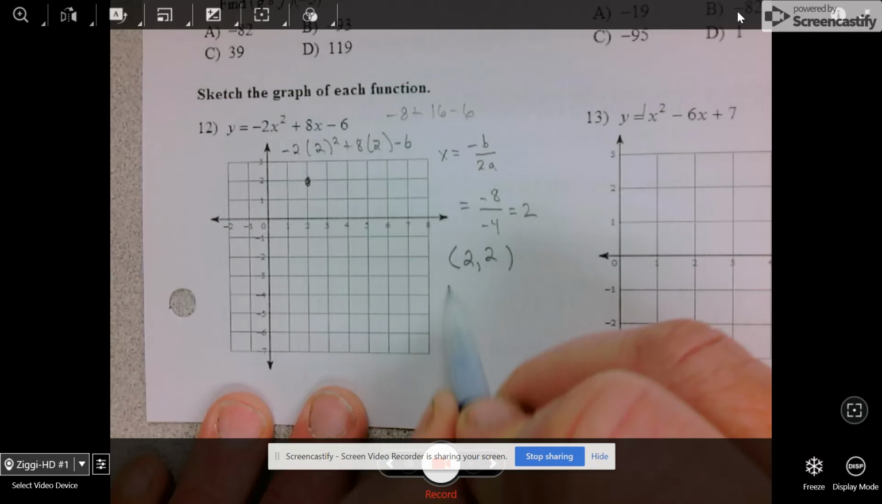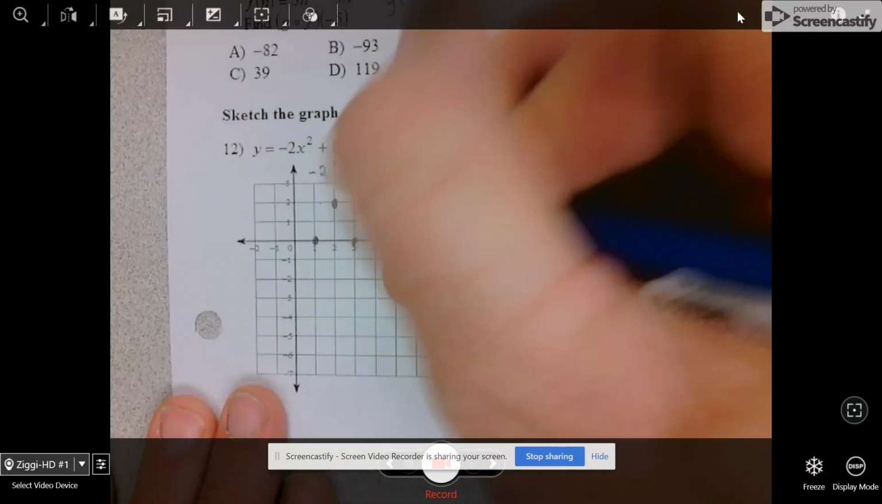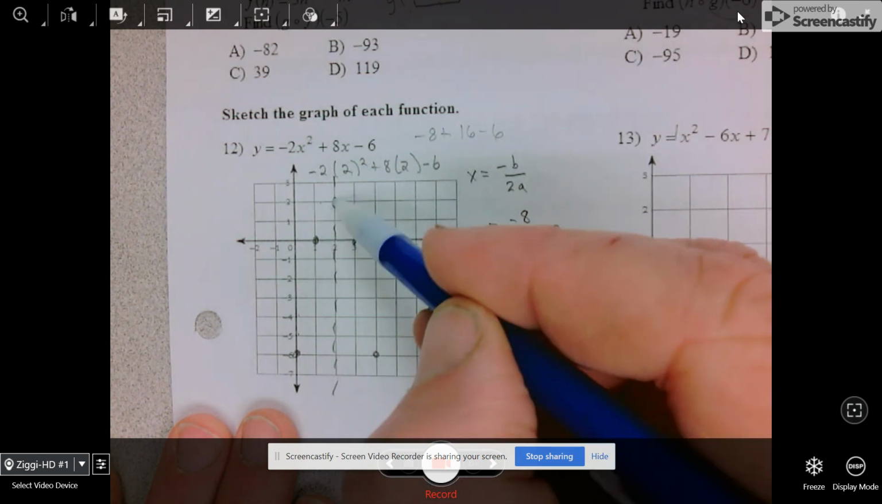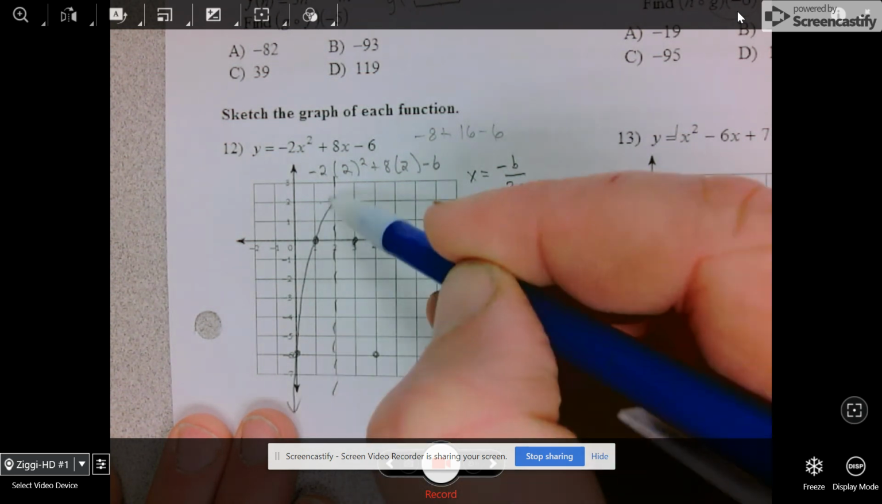We're off our graph. If you aren't sure if these points are on your function, you could plug them in here and check it out. I'm going to plug this one in. If x is 0, y is -6. It's always good to check the y-intercept. That should line up. So same problem here. Find the vertex, sketch it. This would be a 1, 3, 5.